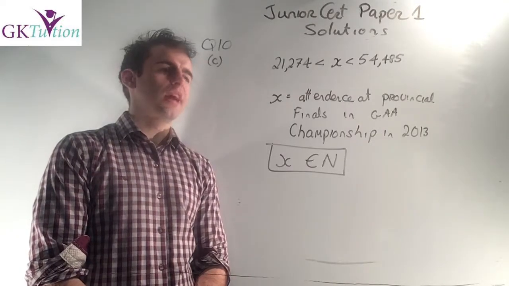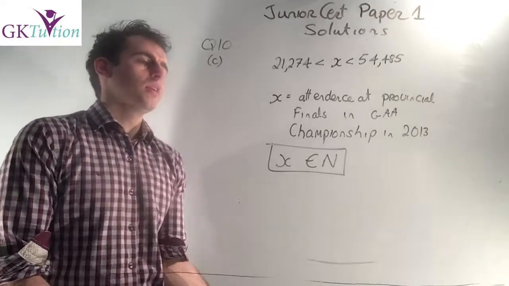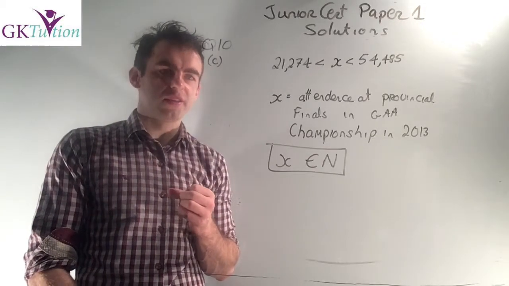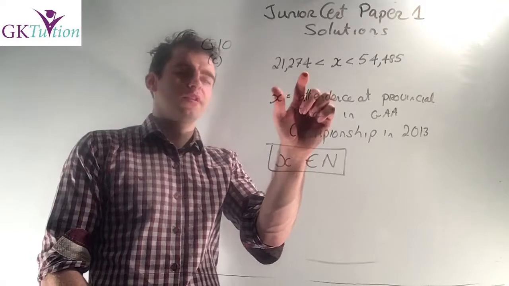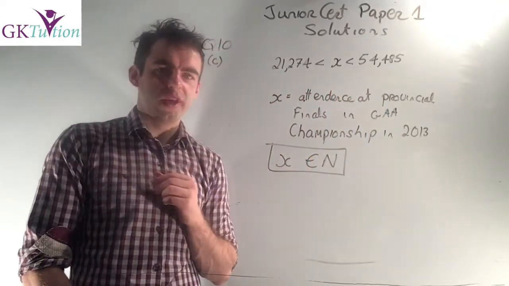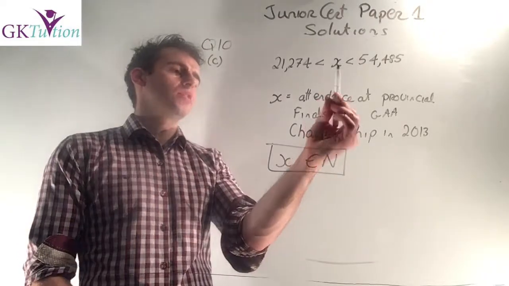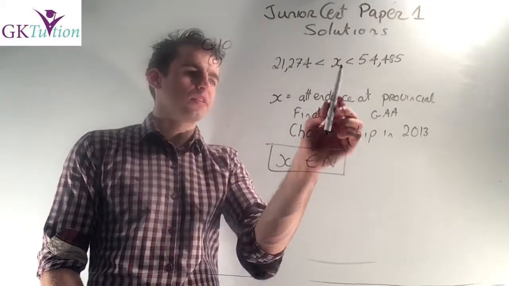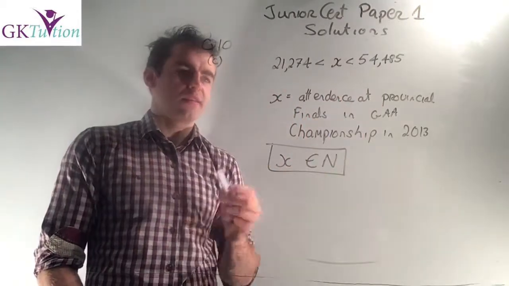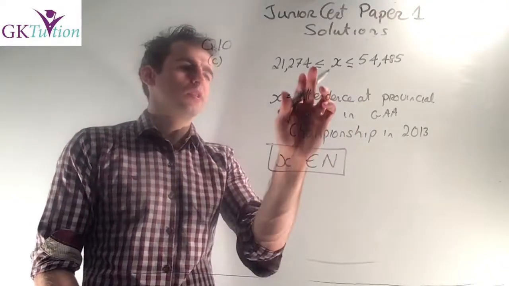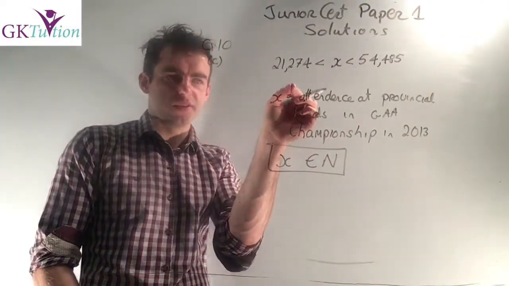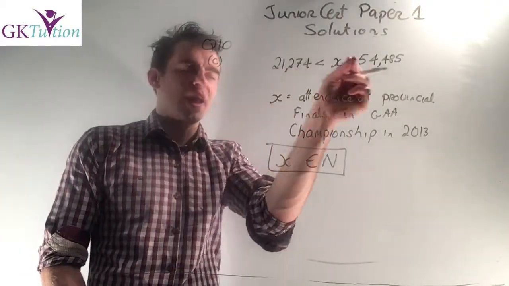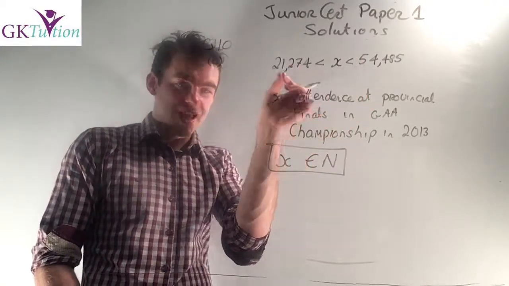Okay, the last part of question 10, I'm asked to write an inequality. It tells me that the number of people who attended provincial GAA championship finals in 2013 was between 21,274 and 54,485. To represent that as an inequality, you just have to say that x, where x is the attendance at provincial finals in the GAA championship in 2013, had to be greater than that and less than that. It's not greater than or equal to or less than or equal to, because it said it's between those two figures. It's not inclusive, so it implied that it couldn't be equal to either of those. It was between that and that. So x has to be between them, which means it can't be equal to it.